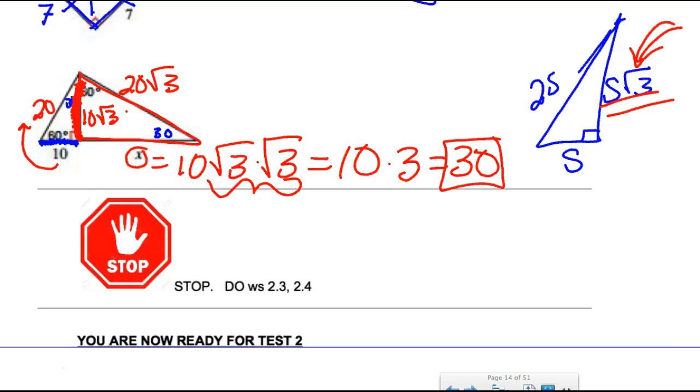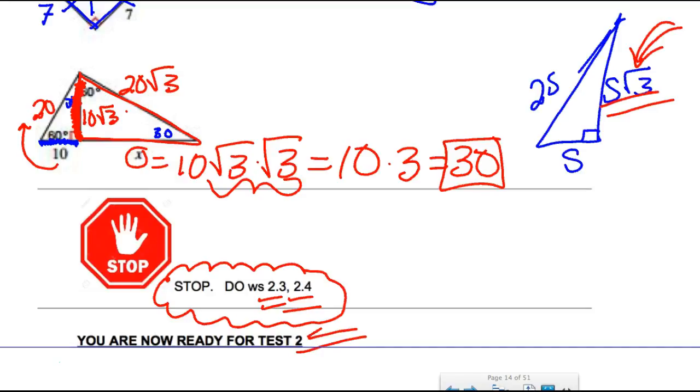For these two sections, these are really important and they're all over the ACT. They're all over Algebra 2 and higher levels of math. So I'm going to have you do all of them on worksheet 2.3 and 2.4, and I am not going to allow you to access this test until I'm pretty confident that you can do those at a passing rate.